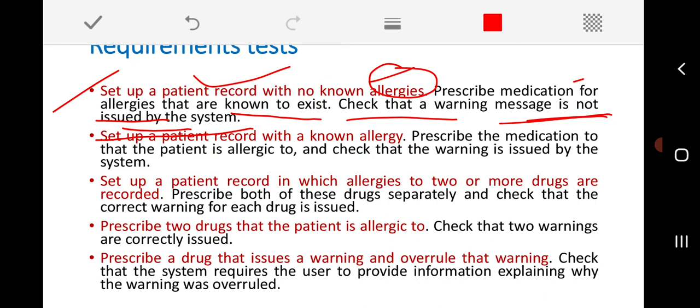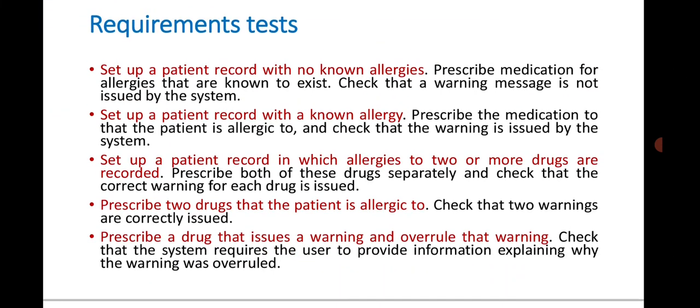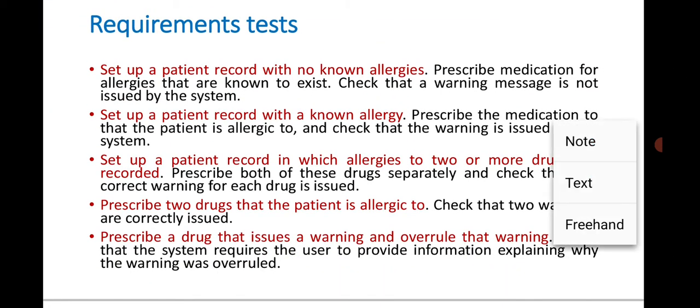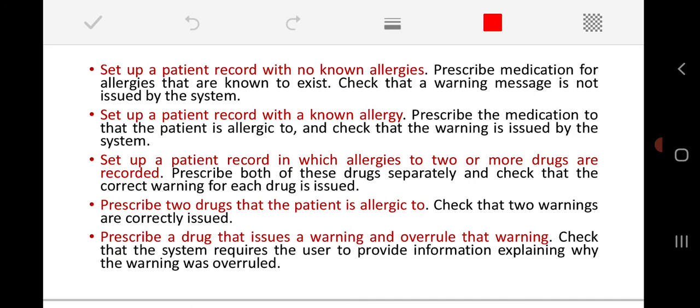If that is happening, then this requirement has been implemented properly. That's the indication. Similarly, we will not stop there. We will go with another possibility of the test. Now see, set up a patient record with a known allergy. Now I am going to take one patient record for whom an allergy has been recorded for some medication. Now I will prescribe the medication to that patient which they are allergic to.